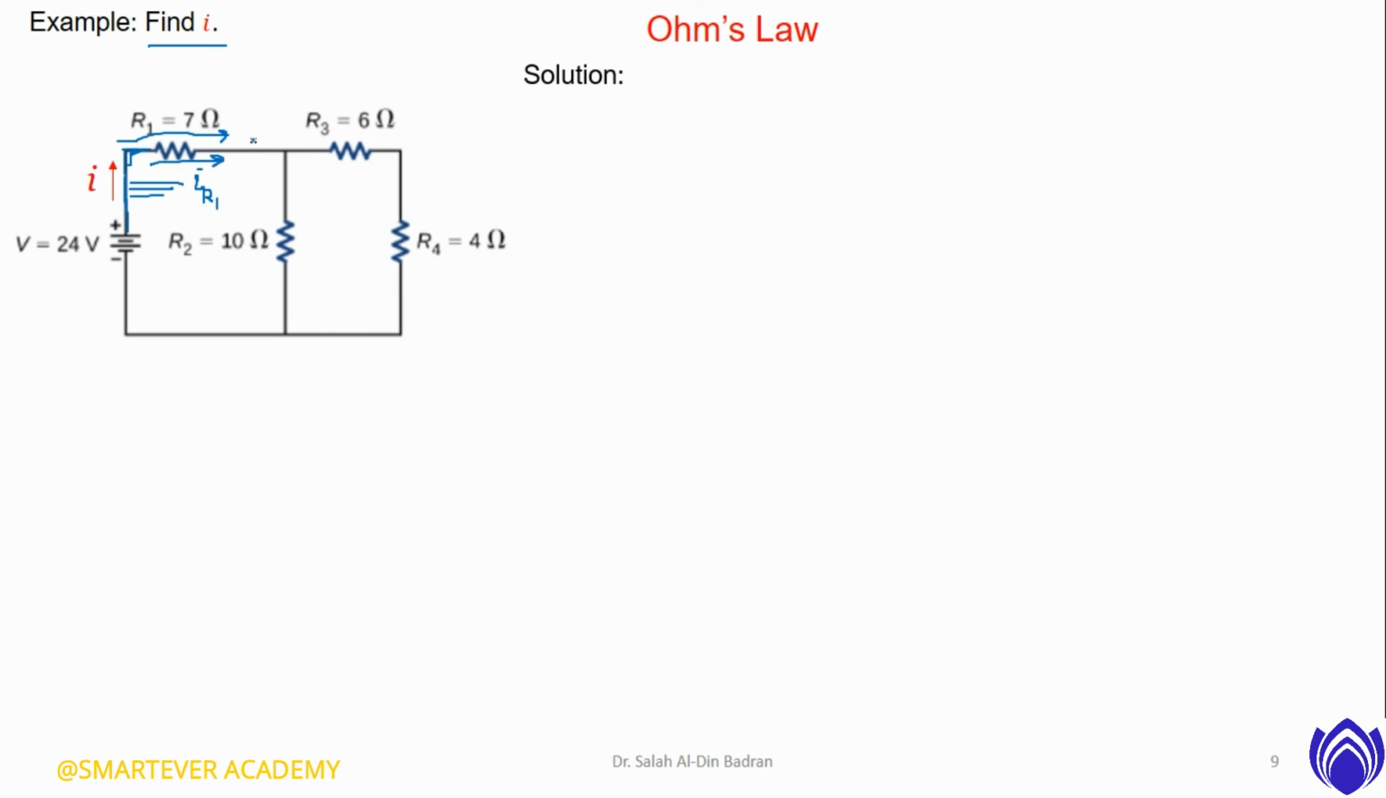Then this current will continue. So there is no need to write IR1 here. We can write I because it's the same current as we explained until it reaches this node. After reaching this node, this current will be distributed into the two directions, this direction and this direction. So the current here is no more the same as this current, the total one, and this current that flows through this branch is not the same as this one.